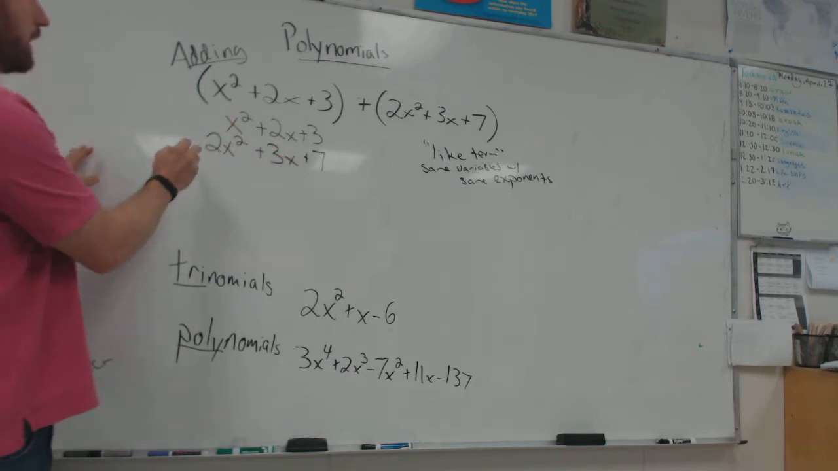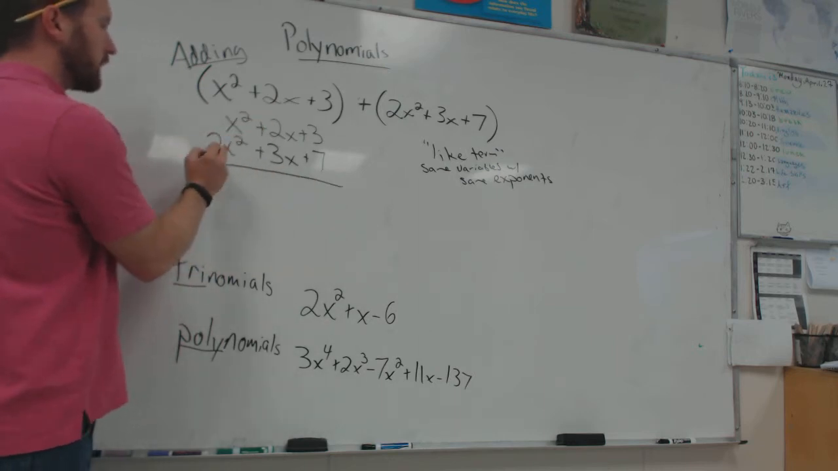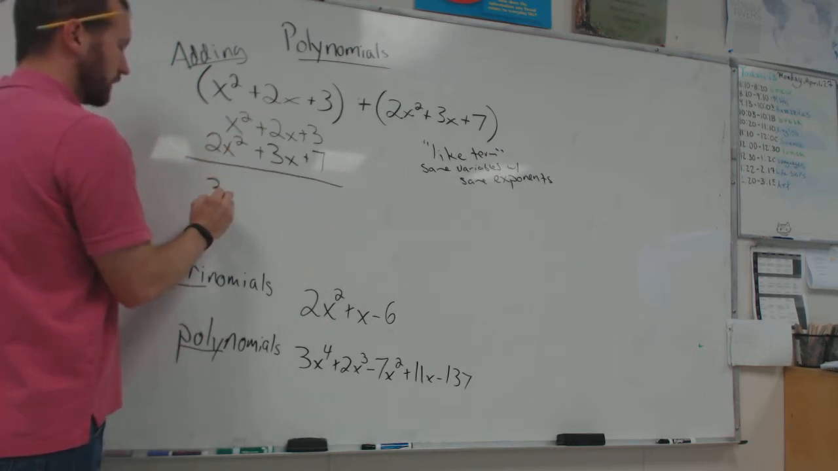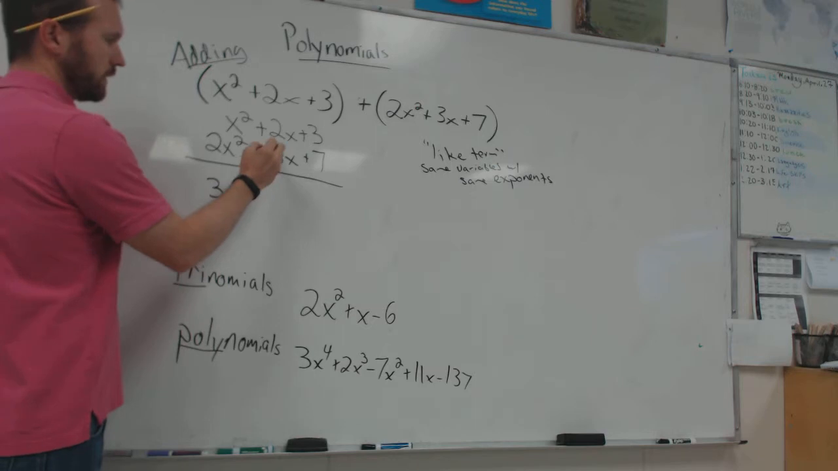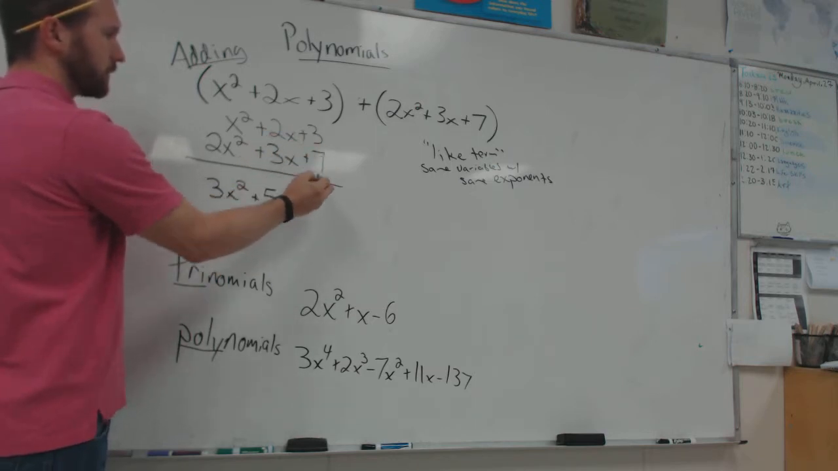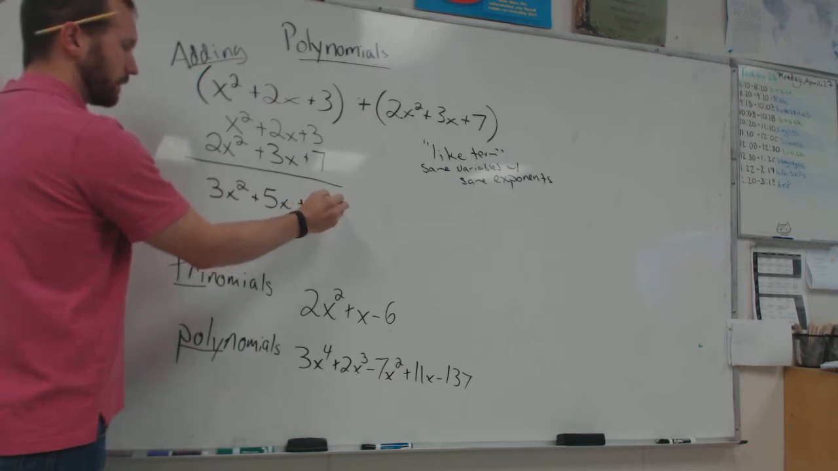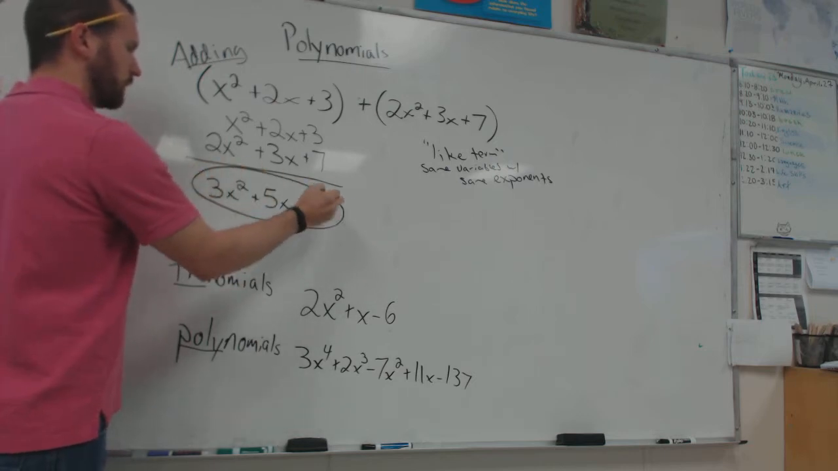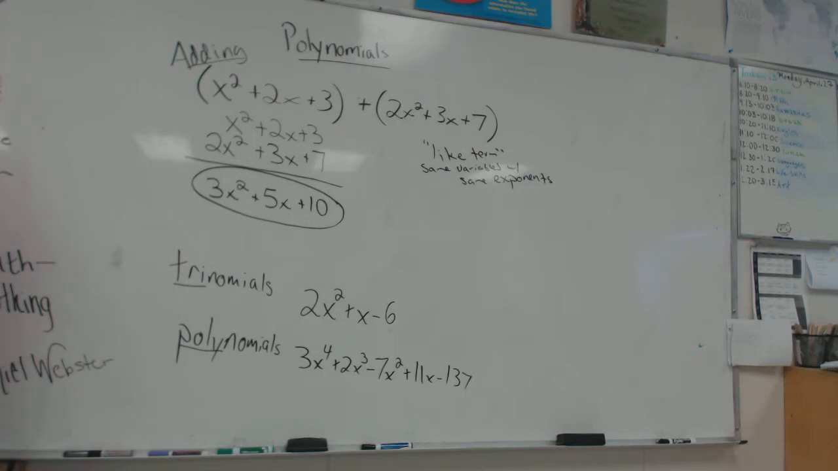Now all I do is combine my like terms. So x squared plus 2x squared is just 3x squared. 2x plus 3x is just 5x. And 3 plus 7 is just 10. So now I have my answer. And that's it. That's all there is to this.